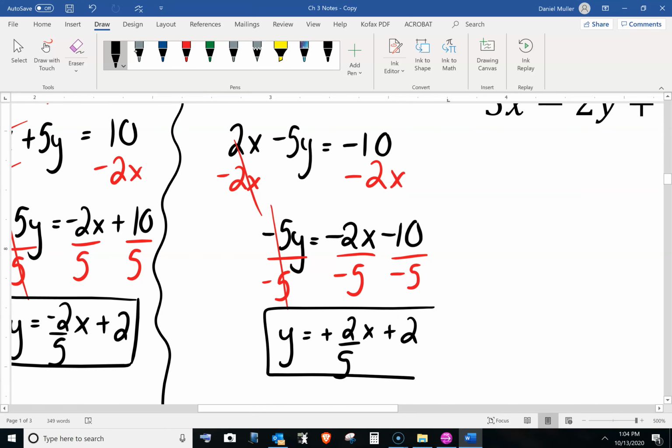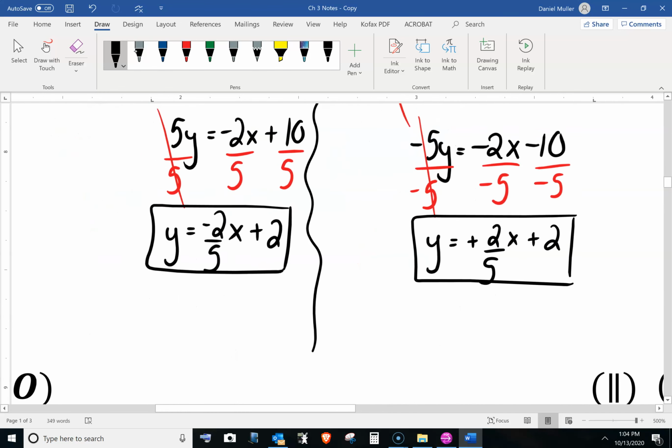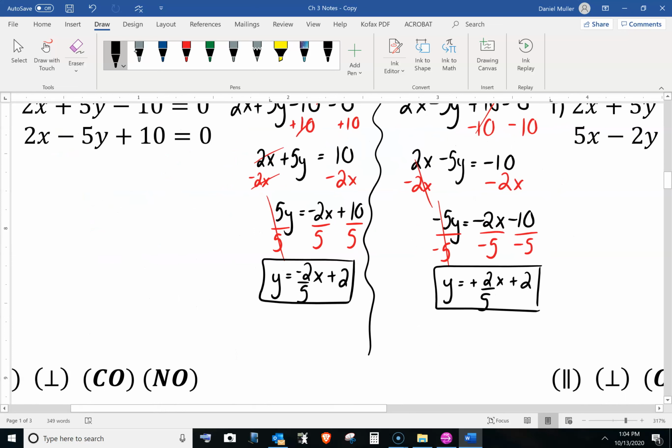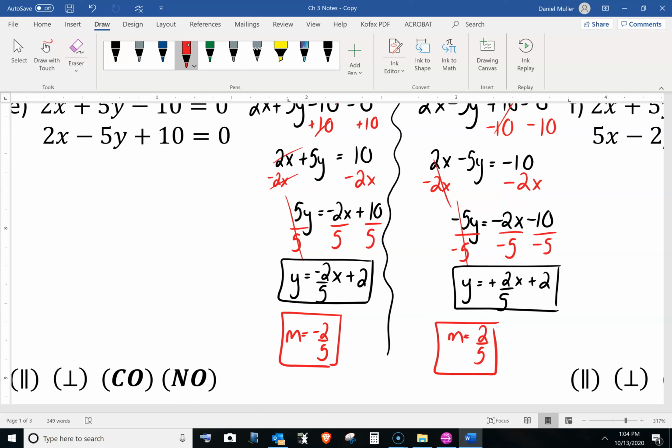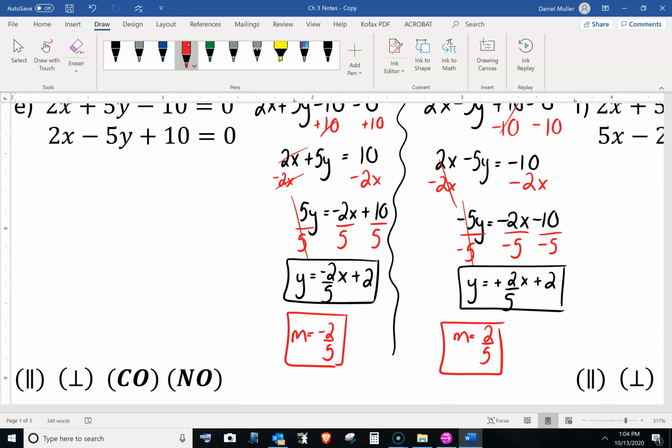Okay, so the question is, how are these slopes? What's happening here? Do we have parallel slopes, or perpendicular? So here my m is negative 2 over 5. Here my m is positive 2 over 5. Now those are not the same, first of all. Second of all, they are not flipped from each other. It does have a positive and negative, but one of them would need to be flipped from the other. So there is no relation here.